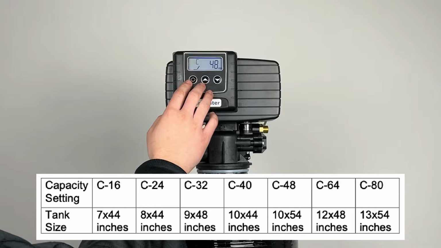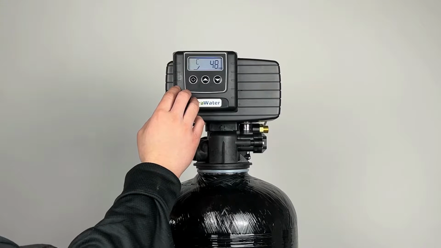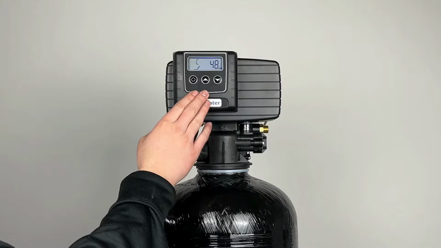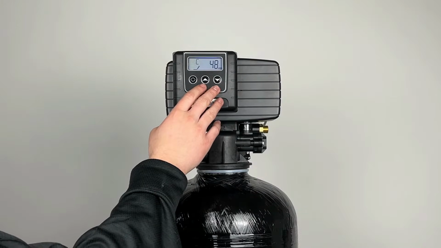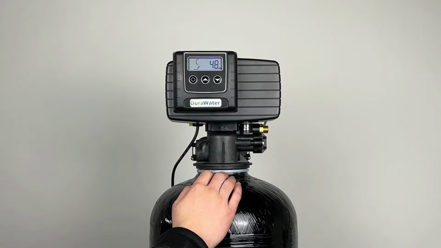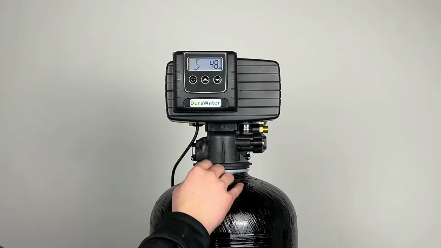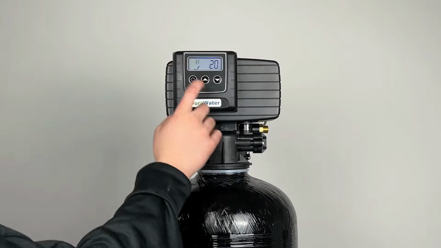If you have a 48,000 grain system, you would set this to 48. If you have a 64,000 grain system, you would set this to 64, 32,000 grains, 32, and so on and so forth. I'm sure you can see the pattern there. Again, for example's purposes, this softener right here is a 48,000 grain softener, so I'm setting this to 48. Once you have your capacity setting set correctly, tap the cycle button to advance to the next setting.